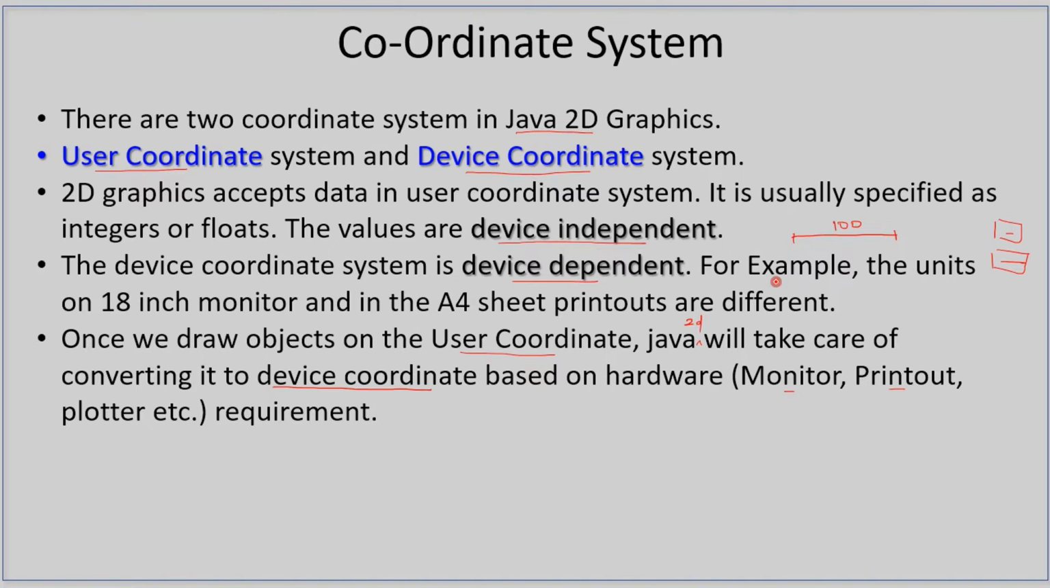It converts whatever you specified in the user coordinate to device coordinate. Let's say it's your JFrame and you drew a line of 100 units, and then you are printing the document. It knows how the 100 units should be represented on the paper. Or if you are seeing this on a different sized monitor, it knows how to place these 100 units on the monitor. So that's all you need to know about Graphics2D.